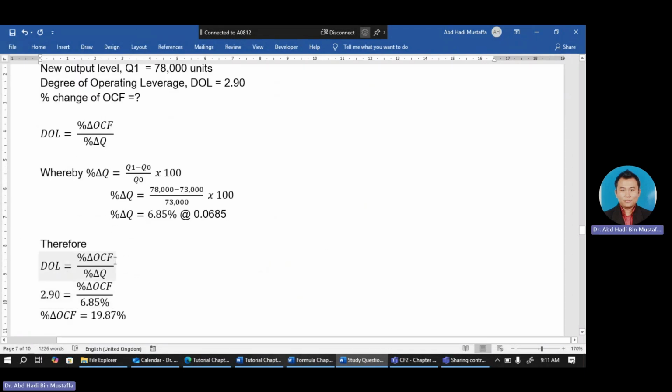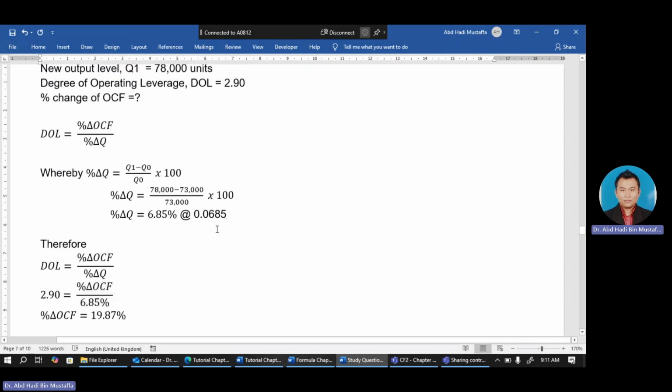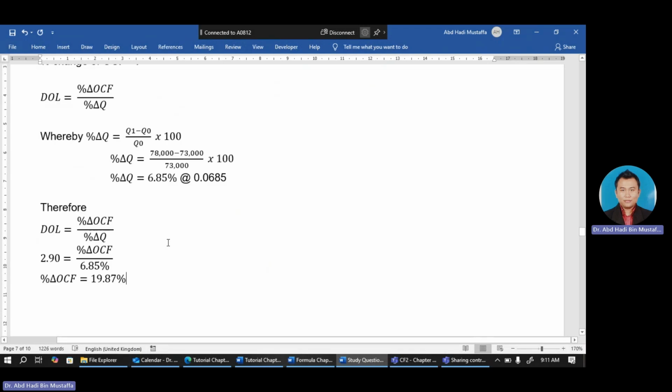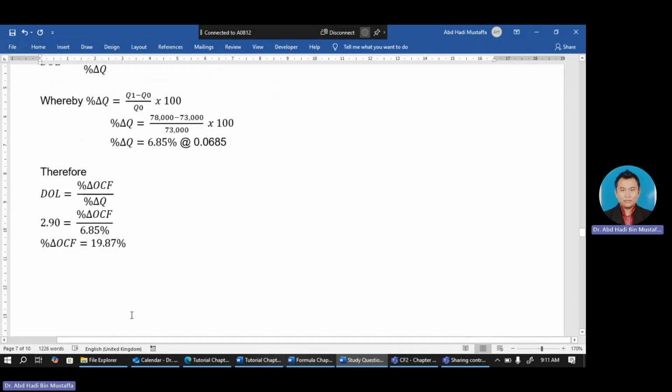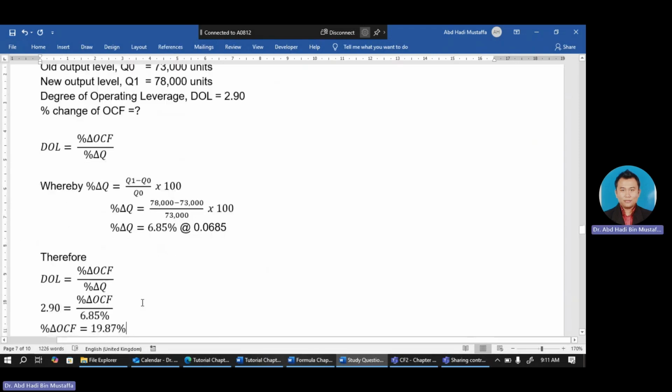And therefore, for DOL, the formula is percentage change of OCF divided by percentage change of quantity. The old DOL is 2.90, the percentage change of OCF you don't know, divided by 6.85. Bring it across to the other side and it becomes multiplication. So the answer will be 19.87, which is 6.85 times 2.9. So this will be the answer. This is formula number 13 and formula number 10, only 10 and 13 for question number 7.